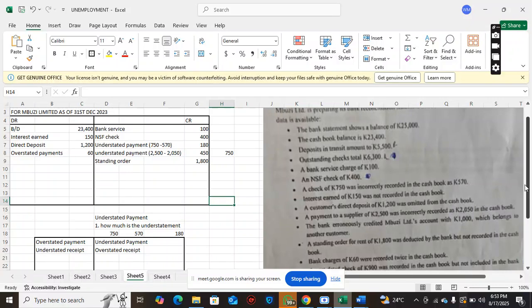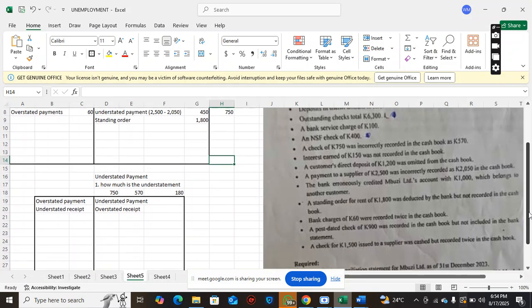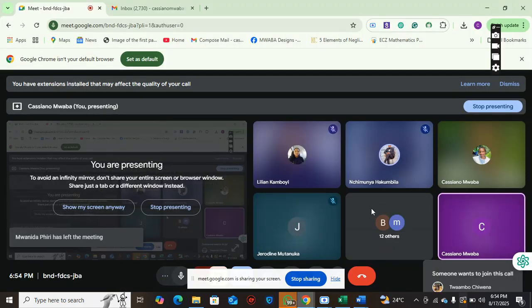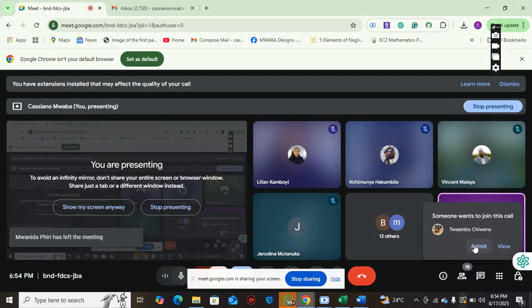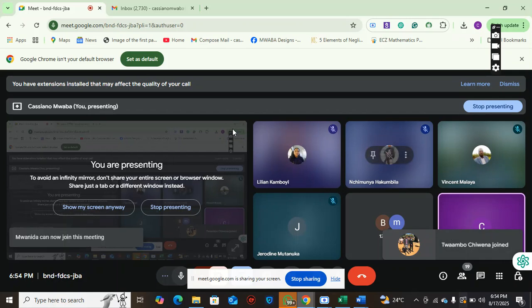Overstated payment, 60. Then, a post-dated check of 900 was recorded in the cash book but not included in the bank statement. Colleagues, what is a post-dated check? All of you have got bank accounts. What's a post-dated check?